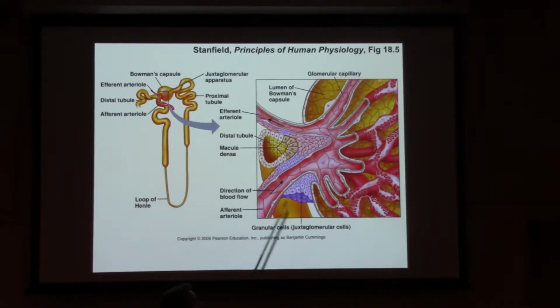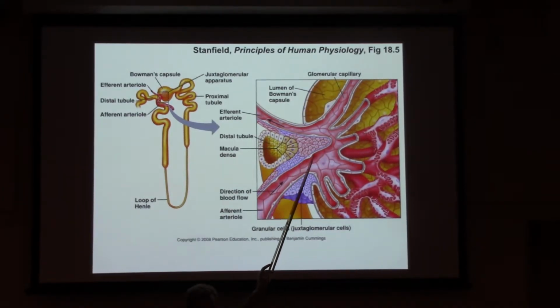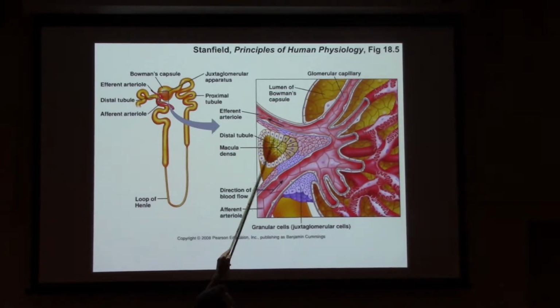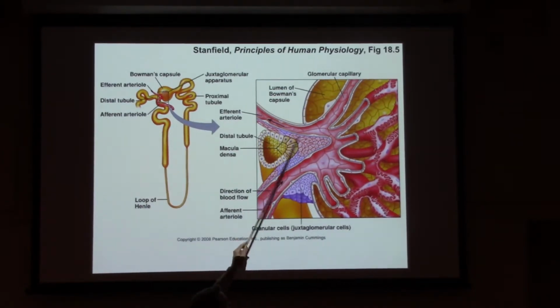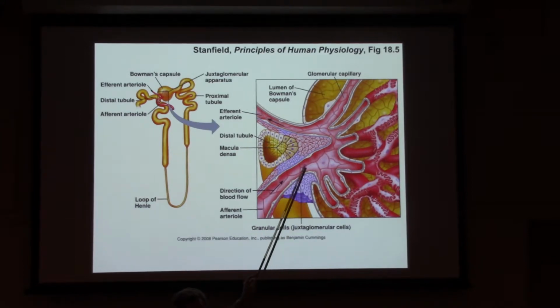And later on, we'll see that these cells actually get to communicate with these cells. So this portion of the distal tubule that is surrounded and sort of nestled in those arterioles, all that together represents that juxtaglomerular apparatus.